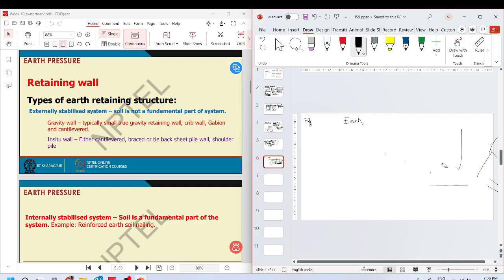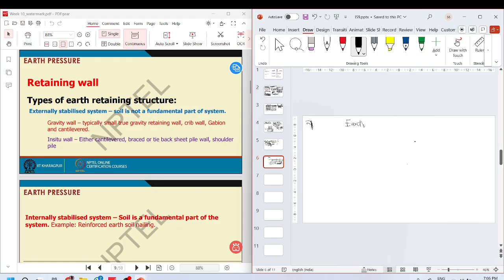Same is the case when you have construction, for example, metros. When you see those sheetings along wherever you are constructing, you will see bracing on them. So basically these are the structures which we call earth retaining structures.